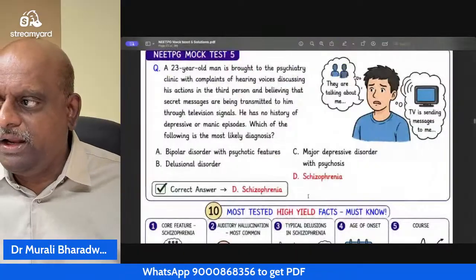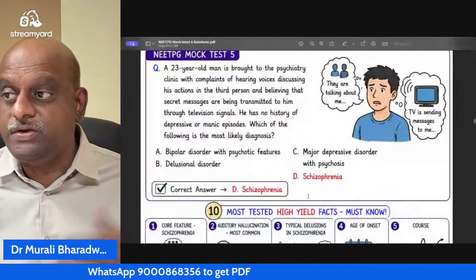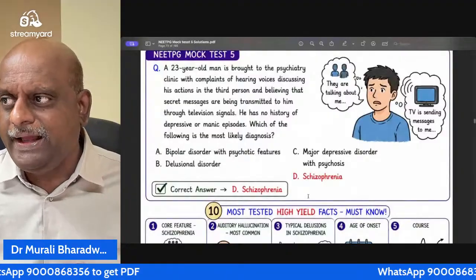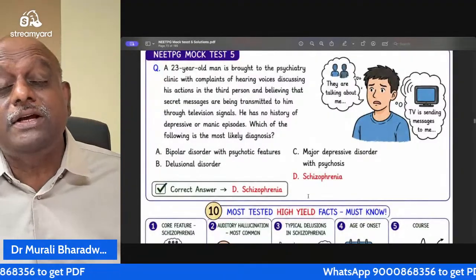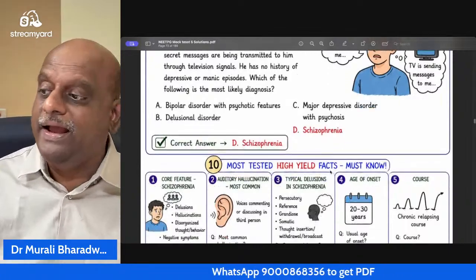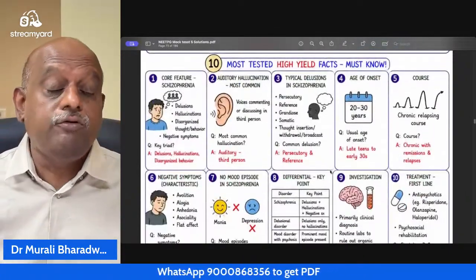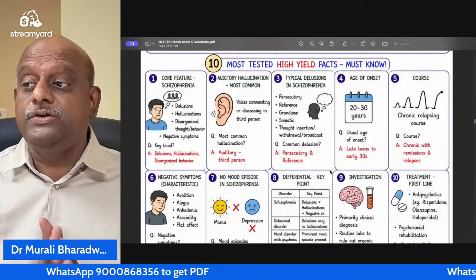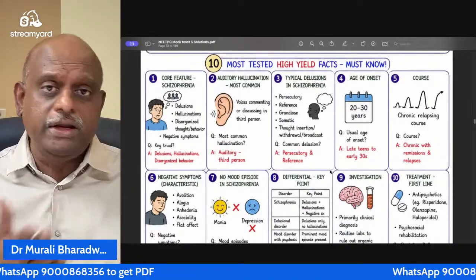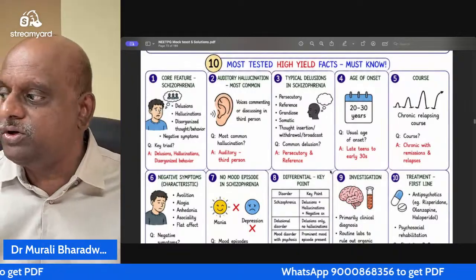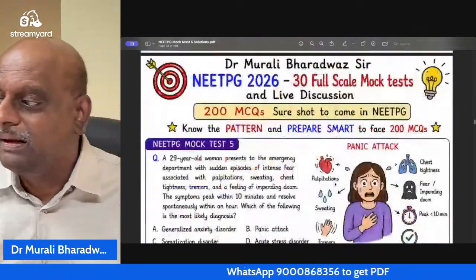23-year-old worries there are some secret messages transmitted to him through the television. No depression, no mania. Third person hallucinations are there. It is typically schizophrenia. So you need to know, of all, auditory hallucinations are the most common type of the hallucinations. Delusions, hallucinations, disorganized behavior equal to schizophrenia, is what you need to remember.